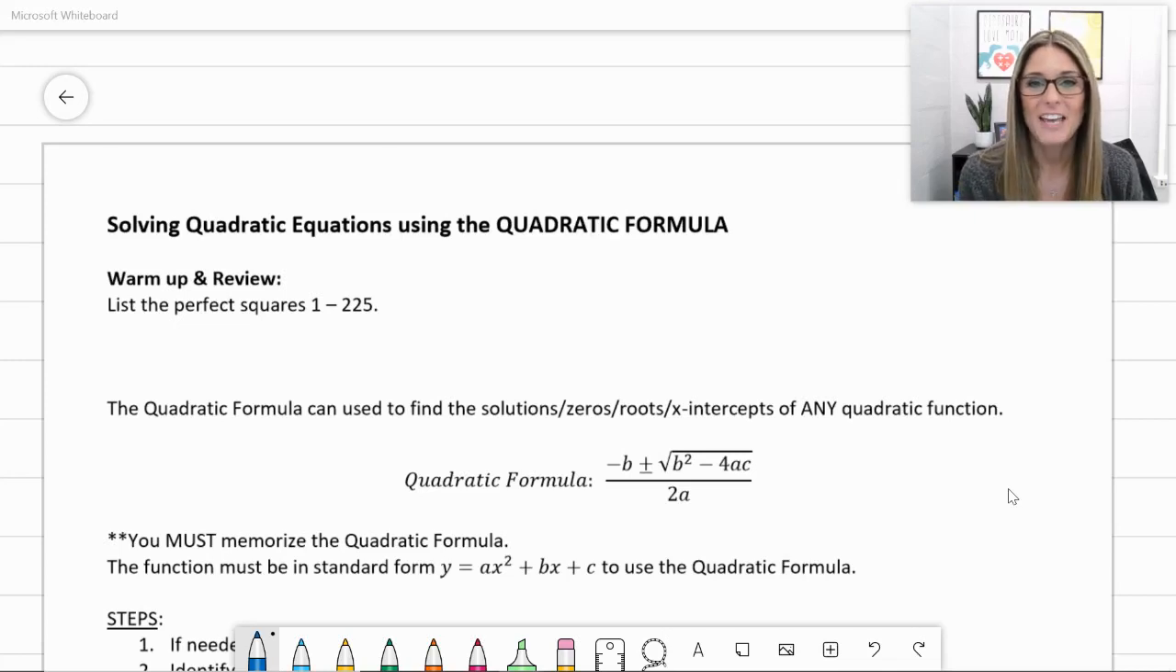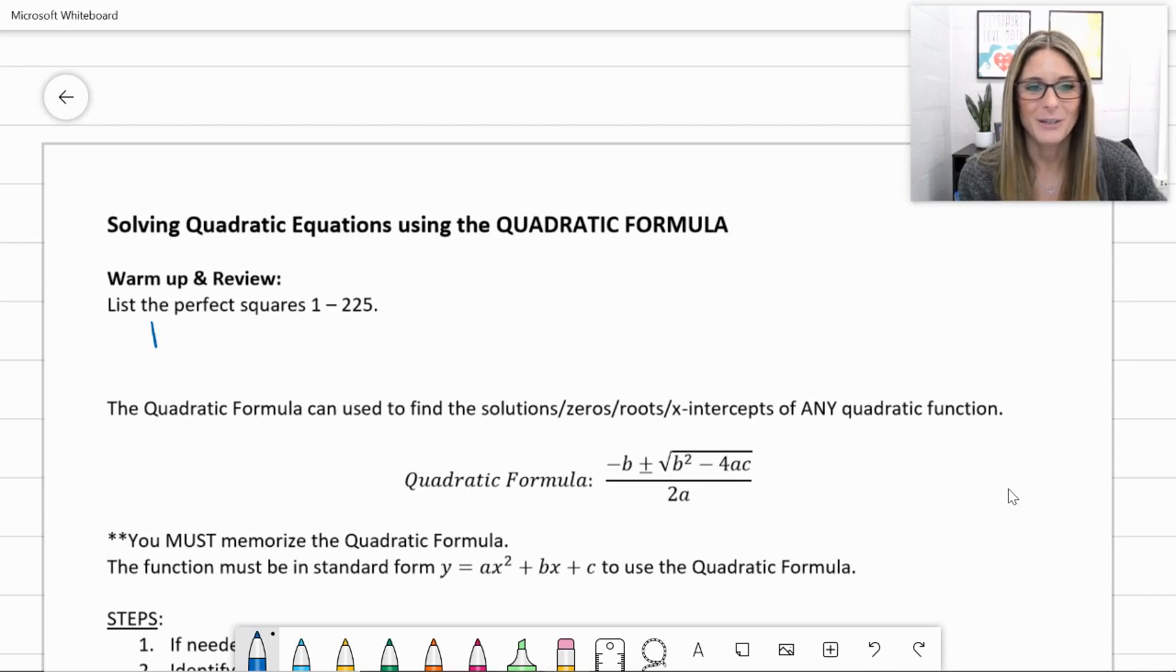Today we're going to look at our fifth and final method for solving quadratic equations, and it's called using the method of the quadratic formula. Before we get started, let's warm up and review by listing our perfect squares 1 through 225.